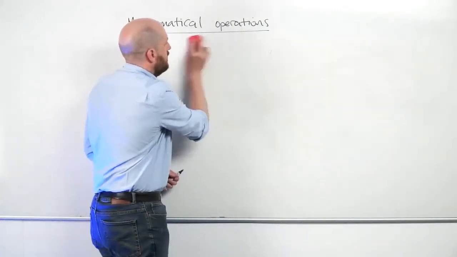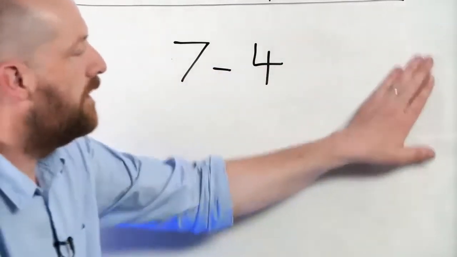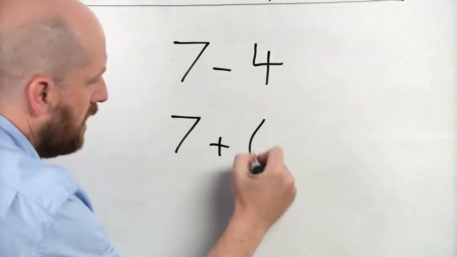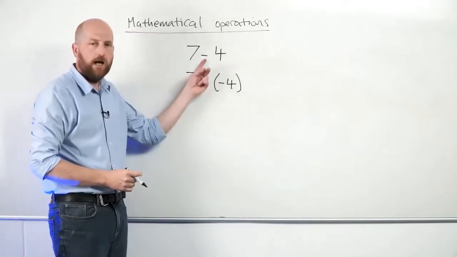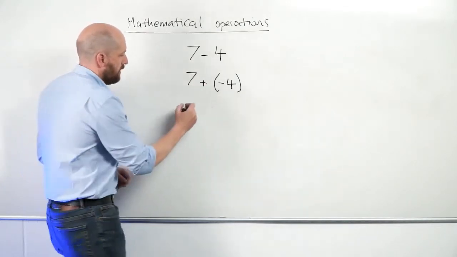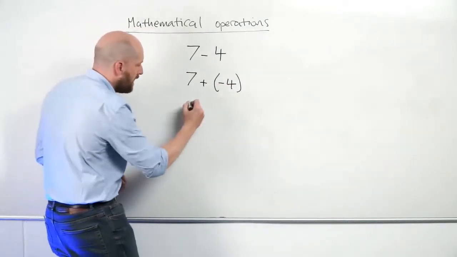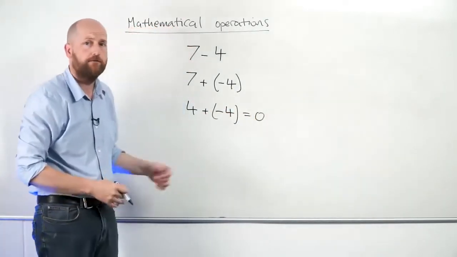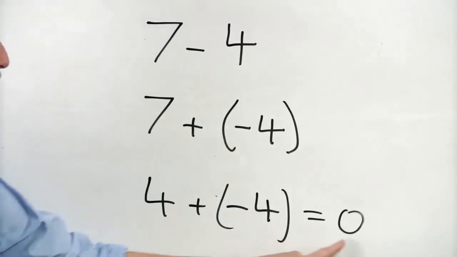So if I want to work out 7 minus 4, then instead what I could think of is not 7 minus 4, but 7 plus a negative number. The negative number being minus 4. So all taking away here is thought of in terms of addition. The minus 4 here is defined as the number that when I add it to 4 equals 0. That's the definition of negative numbers. It's the quantity that when I add it to 4 will give me 0.